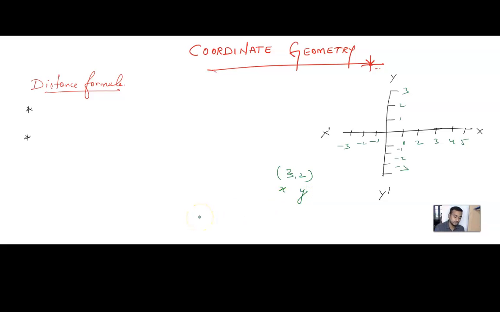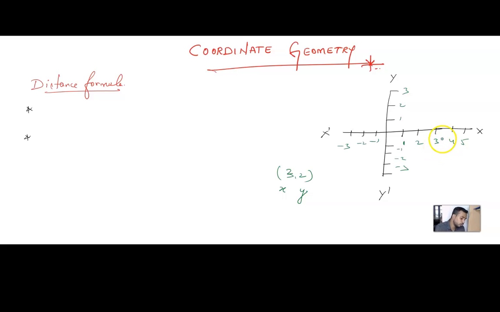Whichever values are given, the first place value we call the x value, and the second place value we call the y value. First place is the x value, second place is the y value. Now we have to plot both the values in the graph.